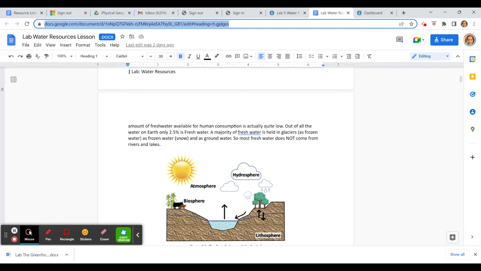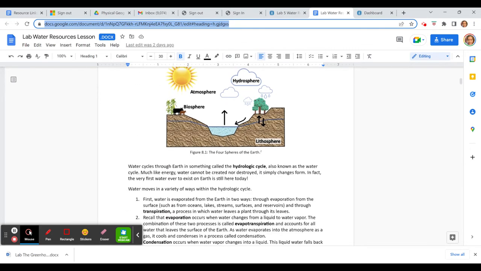Of that 2.5% of fresh water on planet Earth, a majority of the fresh water is held in glaciers as frozen water or frozen snow, and as groundwater. So most fresh water does not come from rivers and lakes.